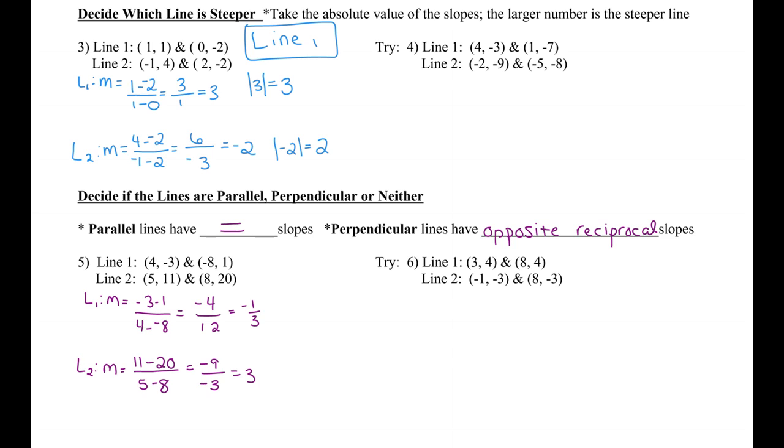For a slope to be an opposite reciprocal, I must flip the fraction and the sign must change. So for one slope, I have negative 1 over 3. I can think of line 2, if I need to, as being 3 over 1. The sign has also switched, which means that these are opposite reciprocal slopes, which means that my two lines are perpendicular.